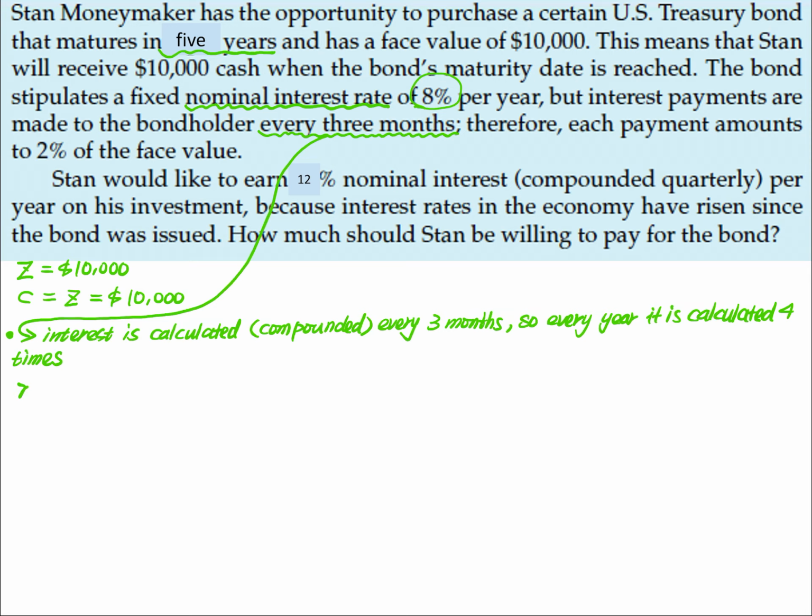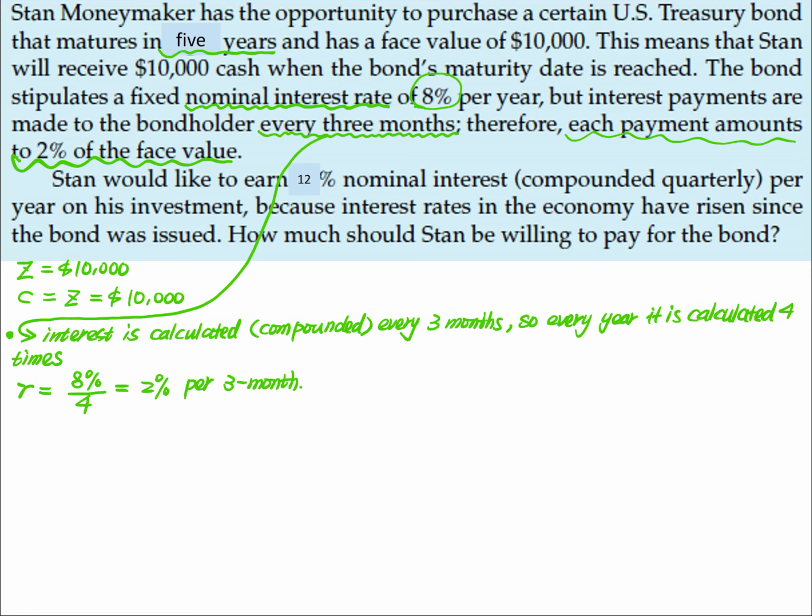So this 8% interest rate the issuer will pay you, that is the nominal rate. And your real bond rate, R, the interest you get back from that issuer, is actually 8% over what? Over 4, because every year it's compounded 4 times. So the bond rate is 2% per 3 months, or per quarter.